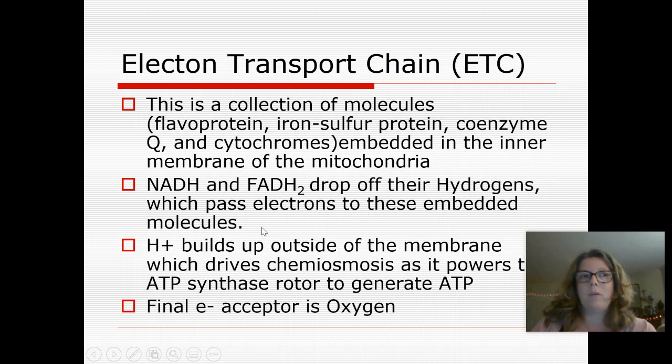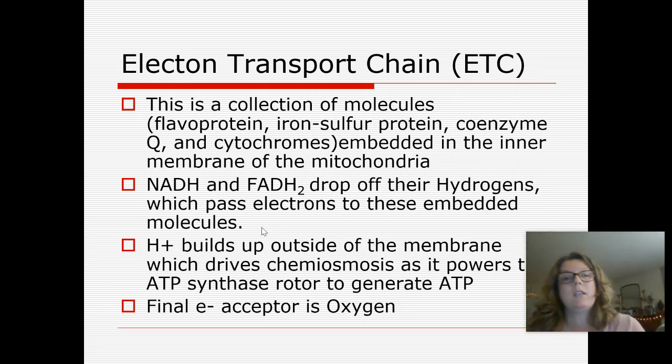All right, folks, we've come to the end. We are at the end of our sugar, right? And we are at the end of cellular respiration. And this is the moment we've been waiting for, the electron transport chain. The electron transport chain is by far the most complicated part of this process.